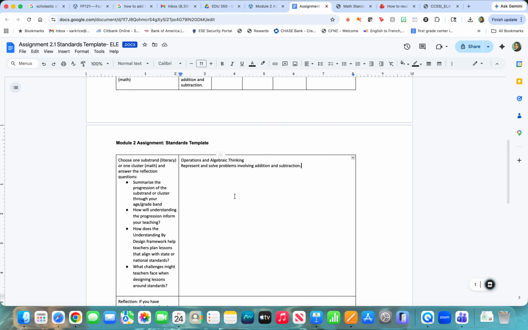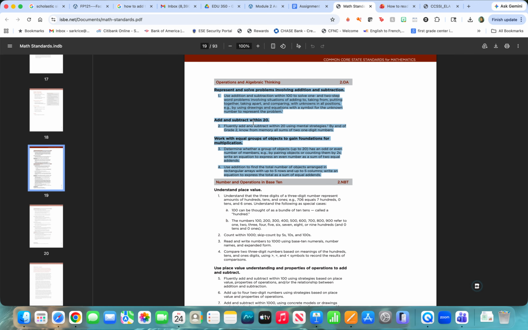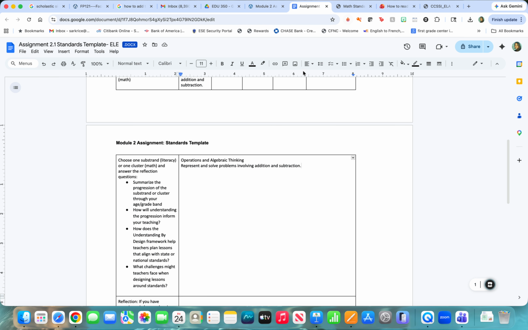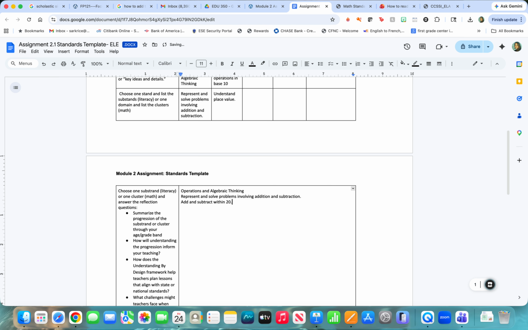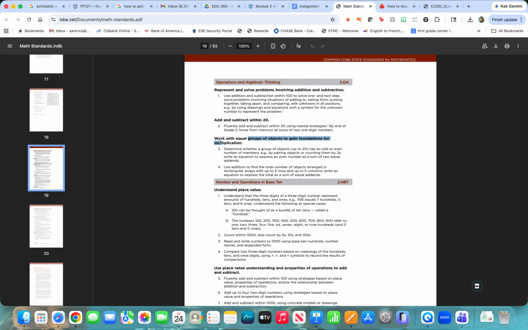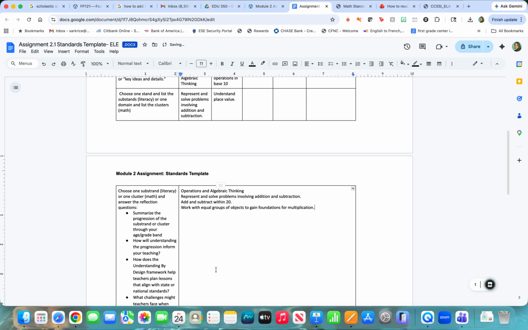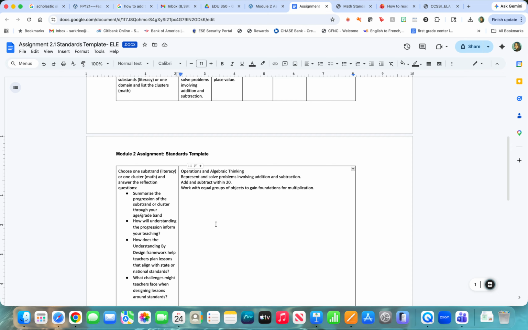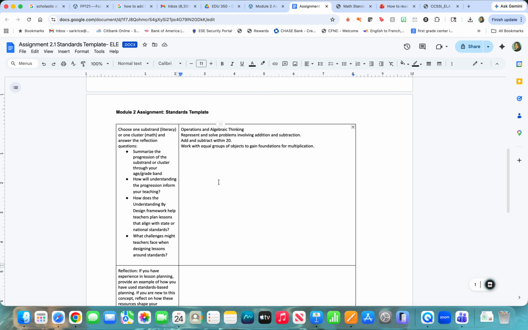Then I'm going to explain in my own words, what is all of this asking me to do? Each one of these is a part of the cluster. So I need to put, all of this is a part of the cluster. So add and subtract, and then work with multiples. All of this is a part of multiplication. So I need to put all of this in the cluster, and I need to explain how it progresses through the age band, through the grade band, sorry.